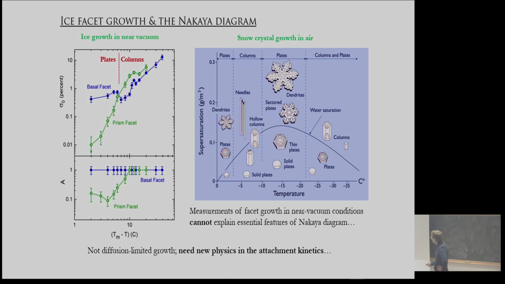So here we went to great trouble to measure the growth of facets. And like I said, this completely defines the facet growth, if you believe it, and we just don't get the right answer at all. Okay, so that's a problem. It's been a problem for a long time. People have been trying to solve this for 75 years. Now we know it's not diffusion limited growth, because diffusion limited growth does not give you plates and columns. It gives you dendrites, but not plates and columns. It has to be anisotropy in the attachment kinetics, and so we need something new.